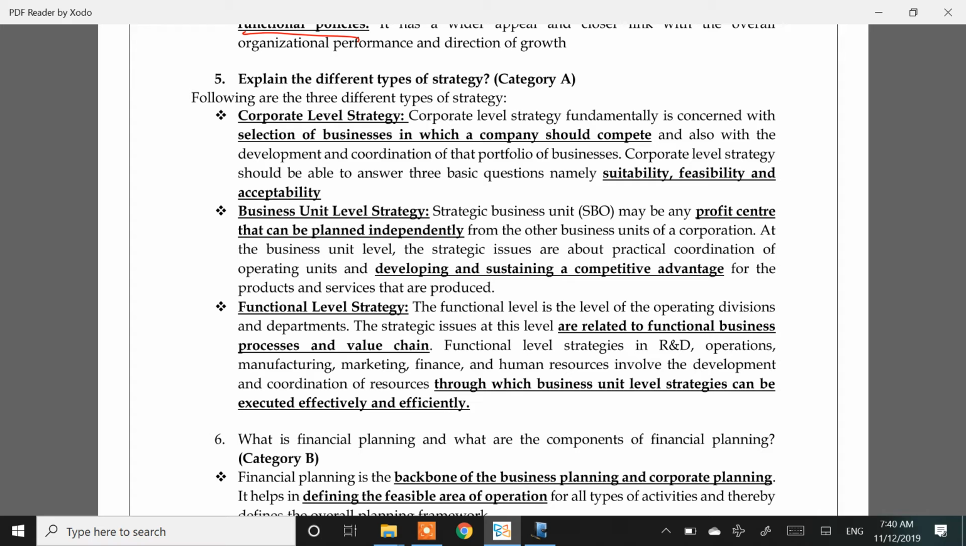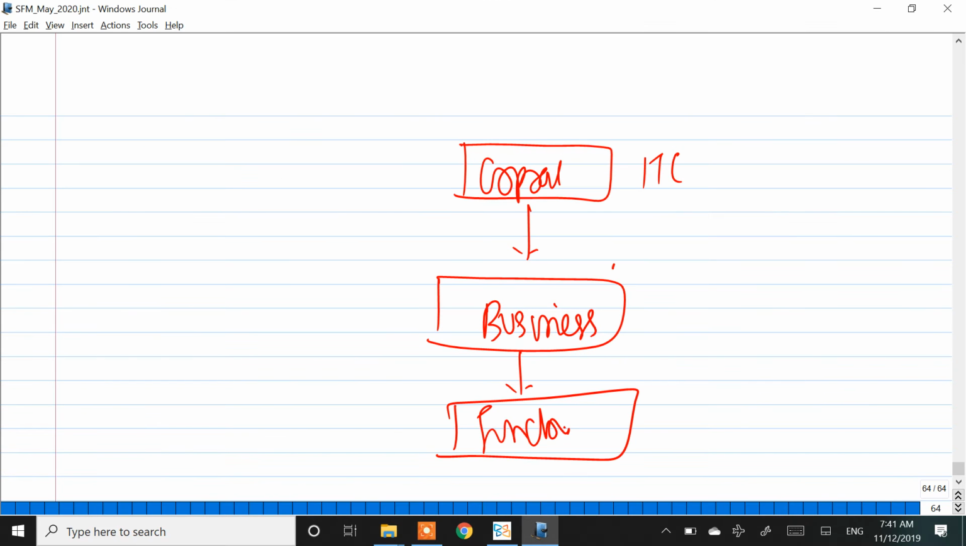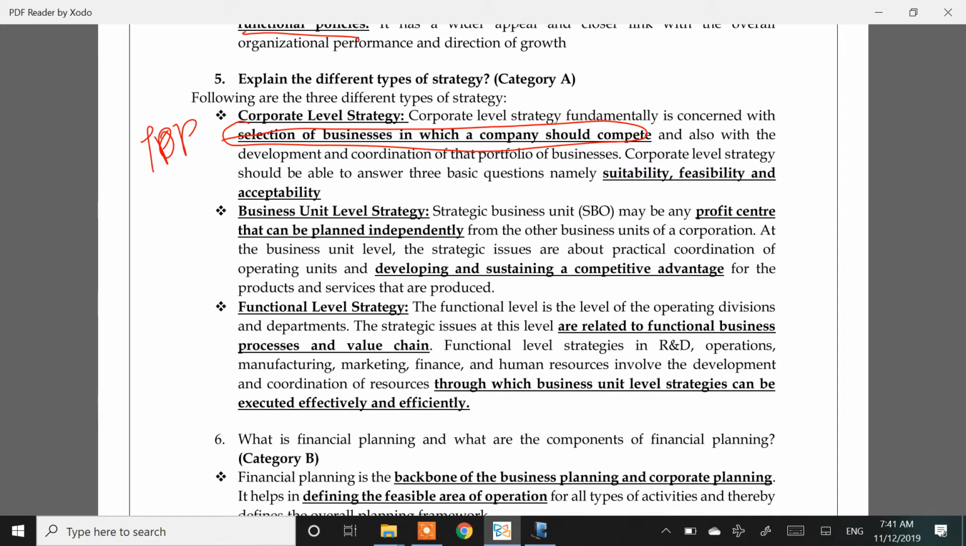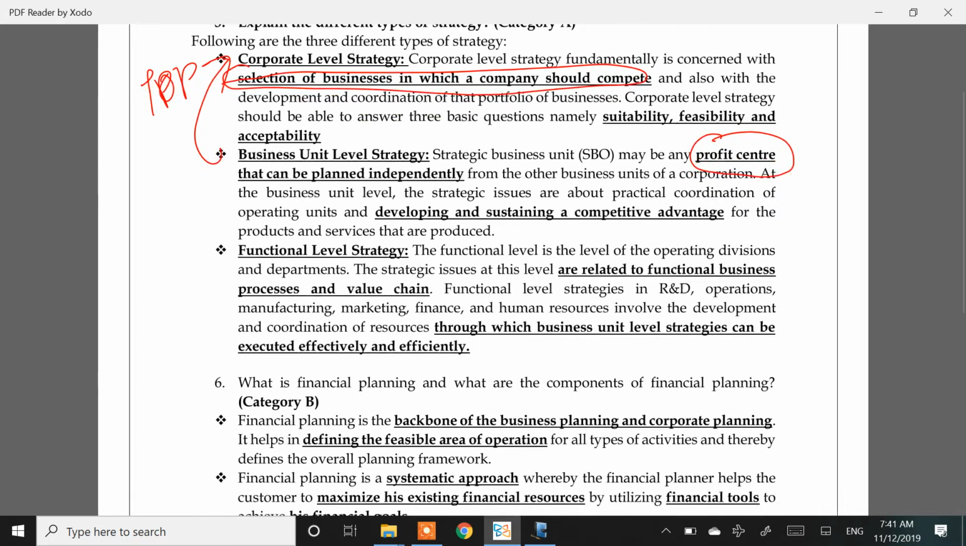So the starting point is a corporate strategy, which will basically tell you the top level strategy of the company. It will tell what kind of businesses an organization should compete in, and also understand the impact of this on the portfolio decisions. Then a business level strategy is for the individual businesses, like the paper business or the FMCG business or the hospitality business or the tobacco business, which will be planned independently for every business, and they are something like a profit center. A profit center is something which is responsible for revenues as well as cost. So the small units will have their strategy, and their strategy will emanate from the corporate level strategy. Whatever is the corporate level strategy, something from that is what is going to translate into a business unit level strategy.